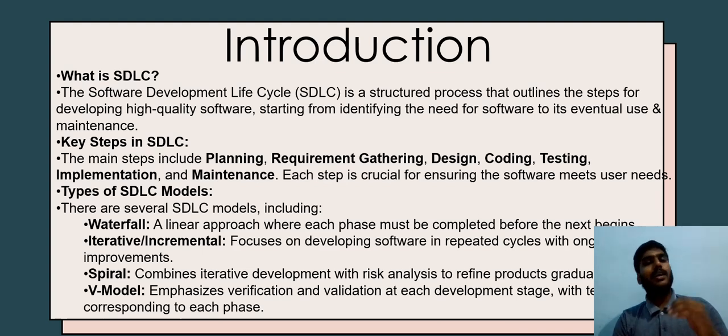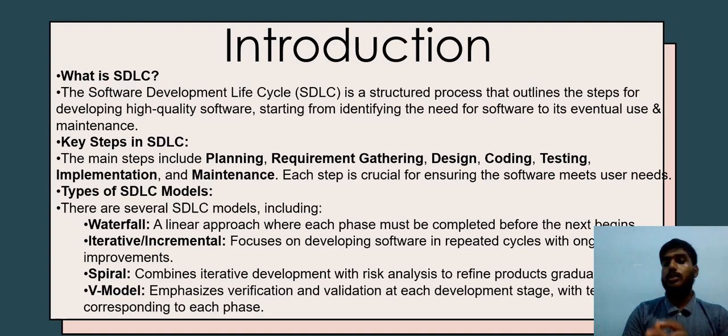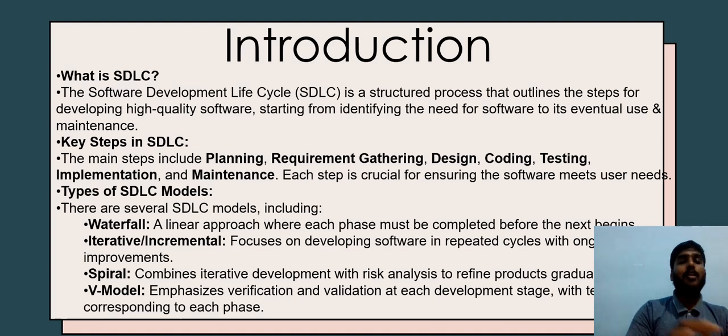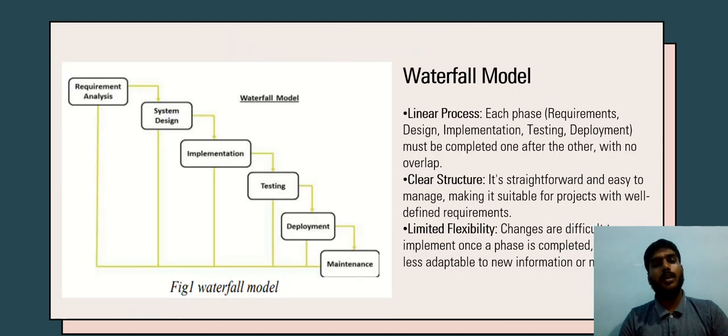And iterative and incremental focuses on developing software in repeated cycles with ongoing improvements. And spiral combines iterative development with risk analysis to refine the product gradually. Of course, yes. And the V model. What do you mean by V model? We are going to discuss it later. It emphasizes verification and validation at each development stage, with testing corresponding to each phase.